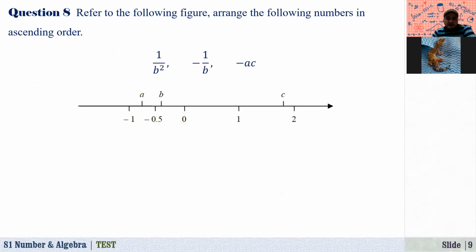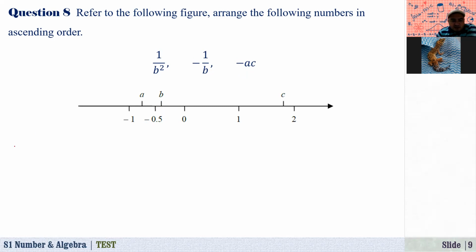All right, question 8, refer to the following figure, arrange the following numbers in ascending order. Okay, and so here A, it is between -1 and -half, and B is between -half and 0, and minus AC. Okay, so usually one idea is, how can you do this? You can just substitute any values. Okay, that's one simple way. For example, how can I compare this? Since it is true, right? It must be true for every number that you pick in the given range, right?